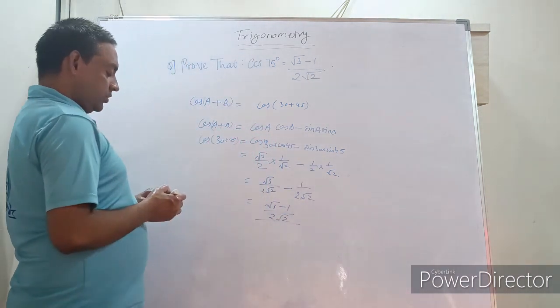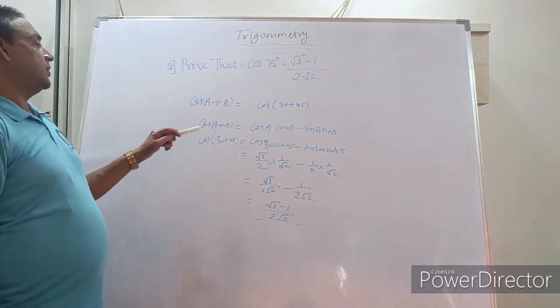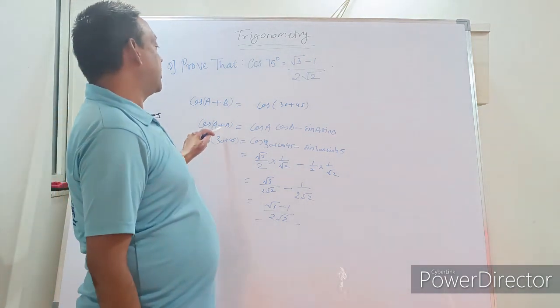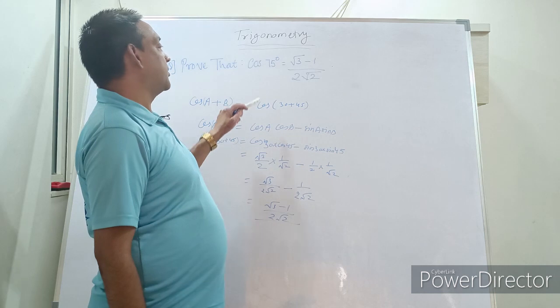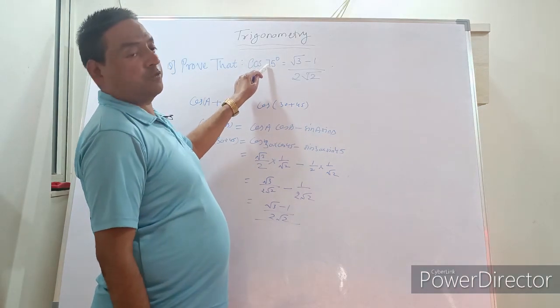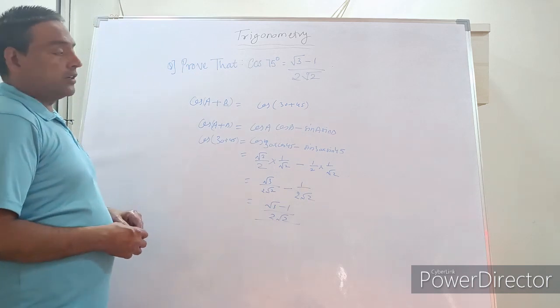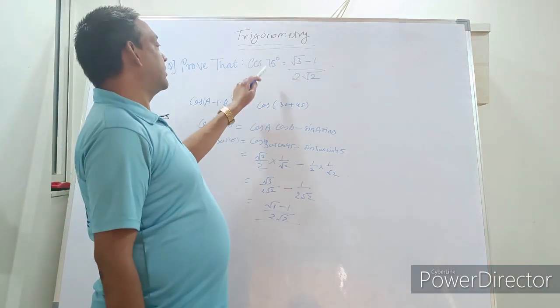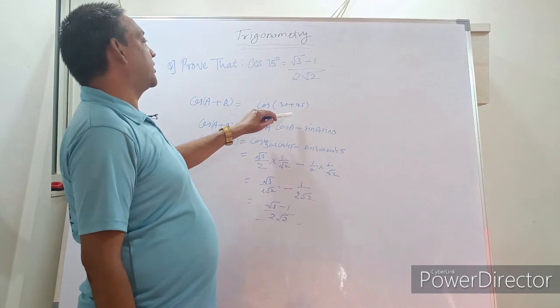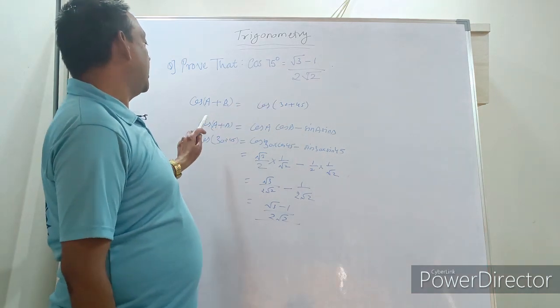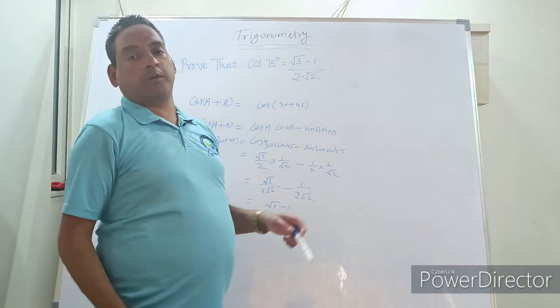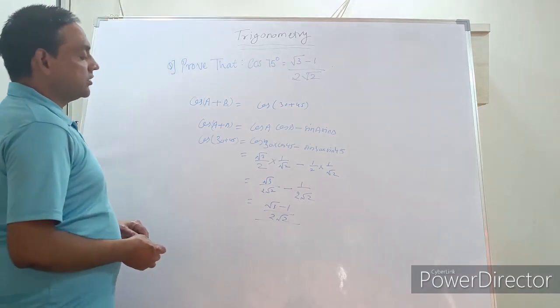Okay, so what you need here: first, the formula for a plus b. You have to get the angle 75, so you have to check between 0, 30, 45, 60 and 90. Two angles whose addition is 75 are 30 and 45 degree. And second, you have to know the formula of cos a plus b, and the whole table you have to remember, so you can easily get the answer.